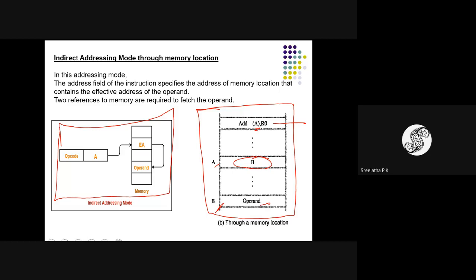You can observe here how many times the memory has to be accessed. I give the instruction, which is being executed in the processor. I access the address A. This value is passed to the MDR, the memory data register, which reads this address, and then memory is accessed again to get the operand value. So two times the memory has to be accessed. So this is indirect addressing mode.